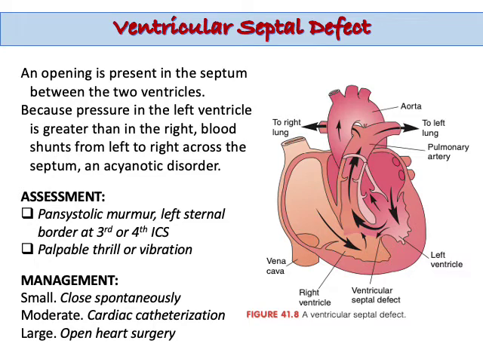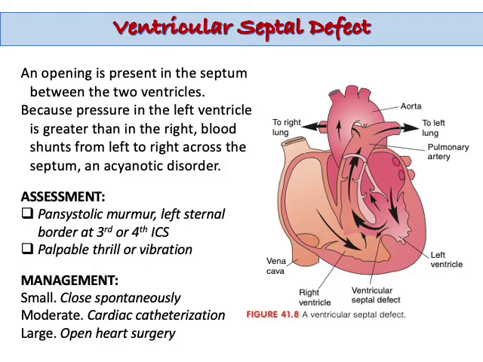VSD or ventricular septal defect is an opening between the right and the left ventricle. It's the most common type of congenital cardiac disorder, which usually accounts for 30% of all CHDs, or 2 in every 1,000 live births.